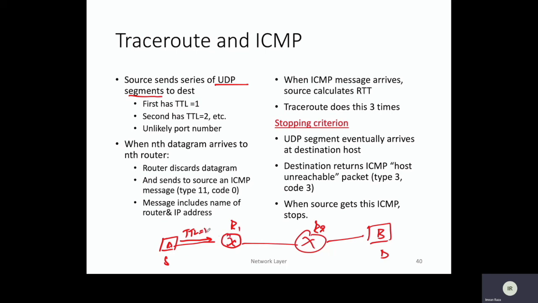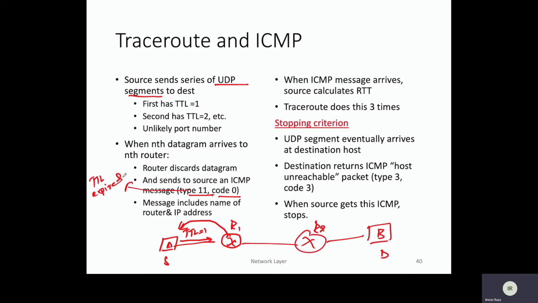TTL's value is decremented by 1, because this value is 0 now. So the router will discard the packet. Why? Because the time has exceeded, and it will send an ICMP message with type 11 and code 0, right? So what's the meaning of this message? The type 11 and code 0. Yes, it means that TTL has expired.